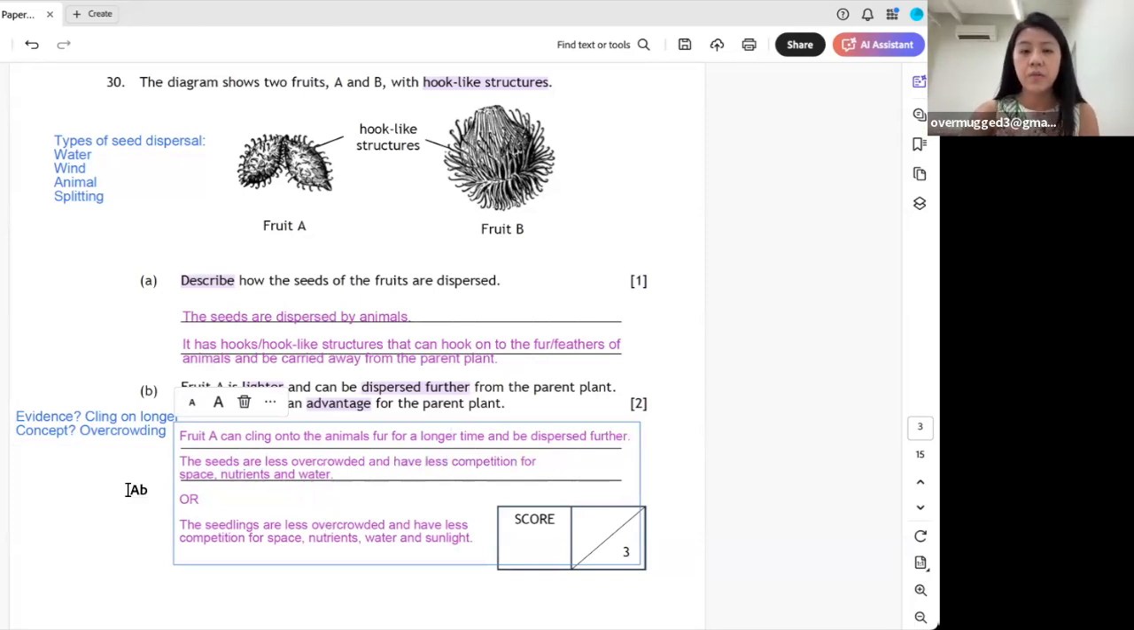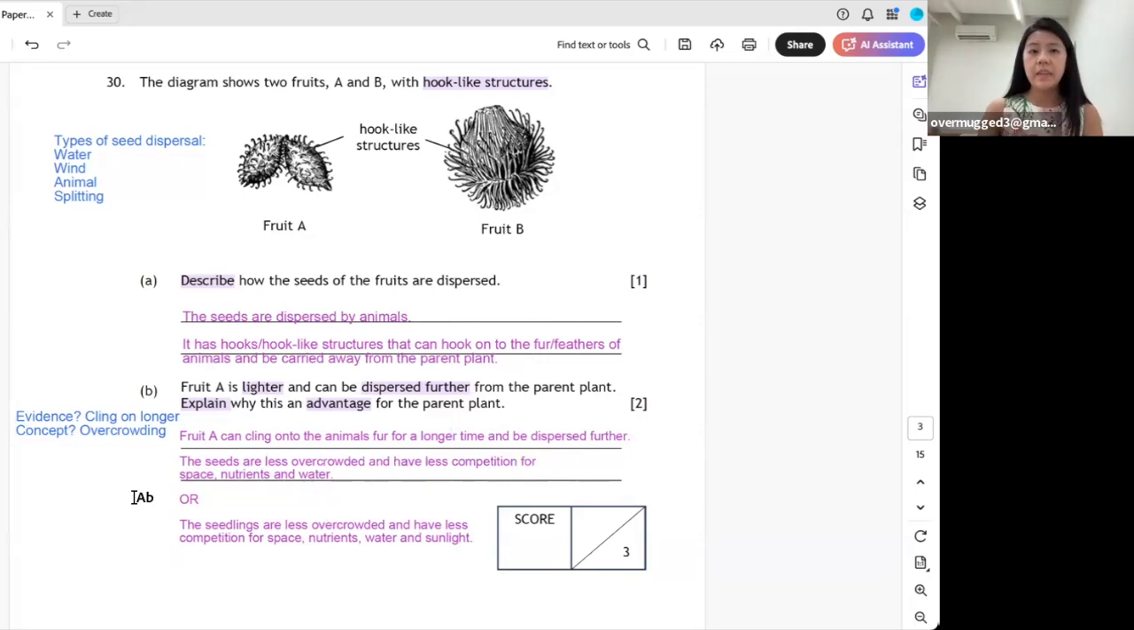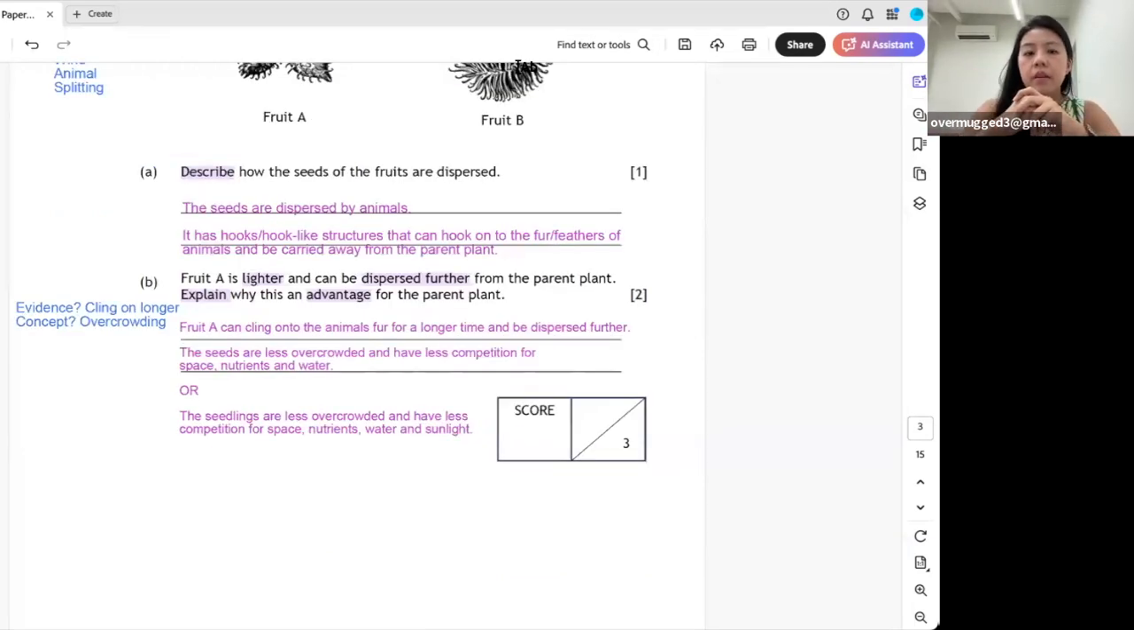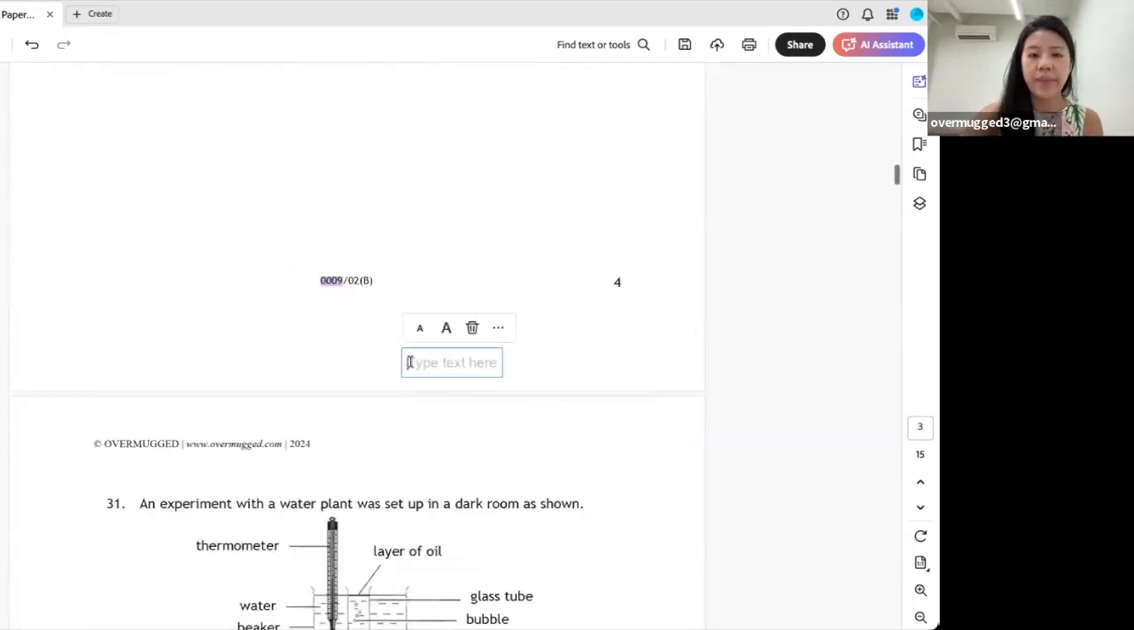Another thing to take note of for this question is, when you talk of overcrowding, it can be from the perspective of the seed, or from the perspective of the seedlings. Seeds and seedlings require slightly different conditions to grow. For seeds, we are looking for space, nutrients, and water. For seedlings, there's one extra thing that they need, which is sunlight. So you need to state the conditions correctly so that you don't give extra wrong information. These are just some things you need to take note of for answering part B here. Now with that, let's move on to question 31.